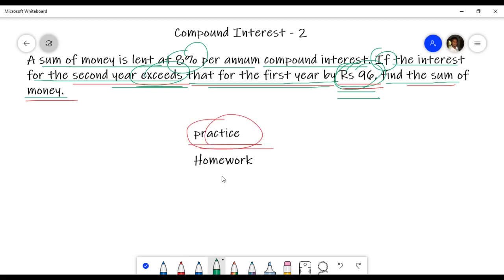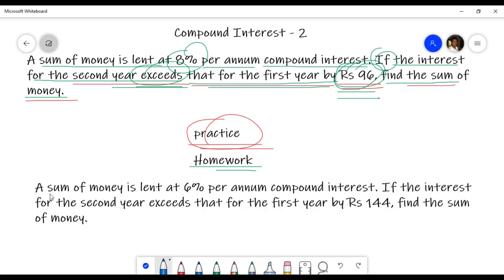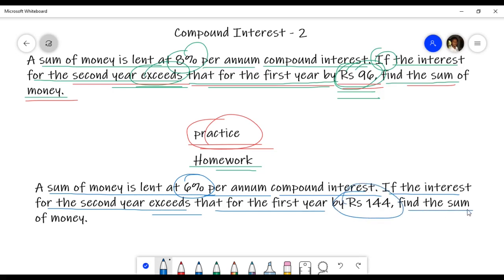Alright, so practice, and there is a homework here. I hope you can do this homework. So keep practicing. A sum of money is lent at 6% per annum compound interest. If the interest for the second year exceeds that for the first year by rupees 144, you have to find the sum of money. Just go back to the video and see it again and do this.